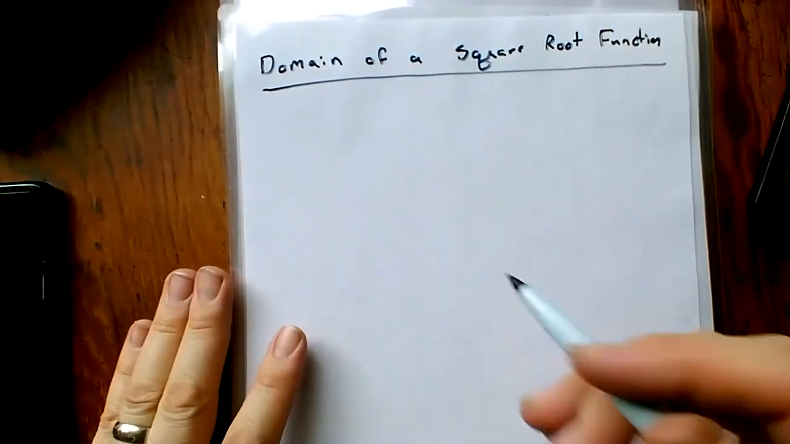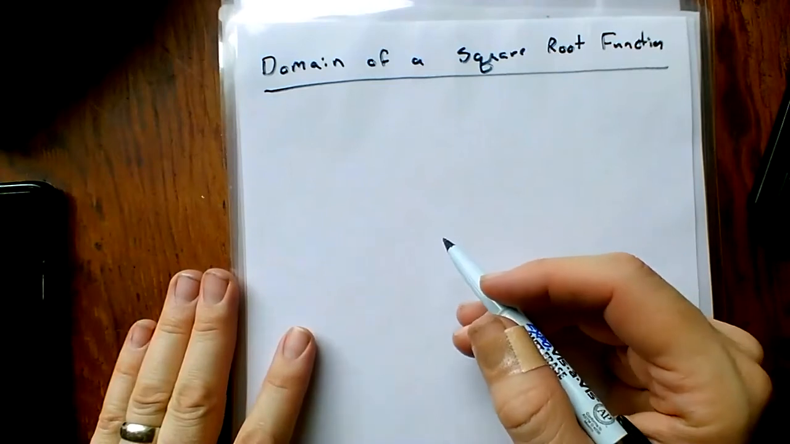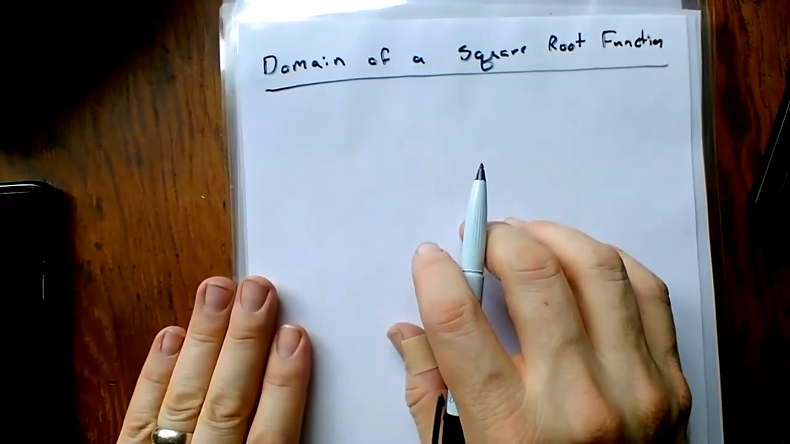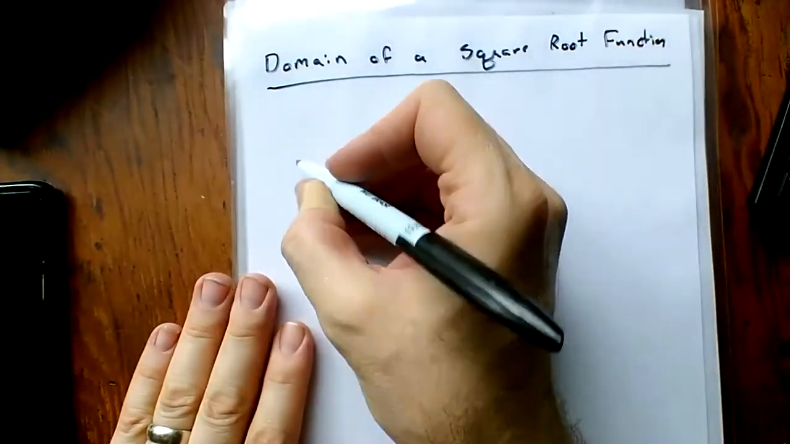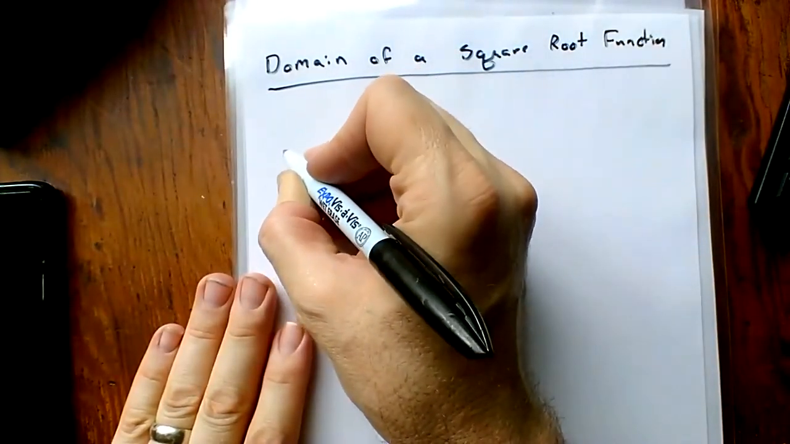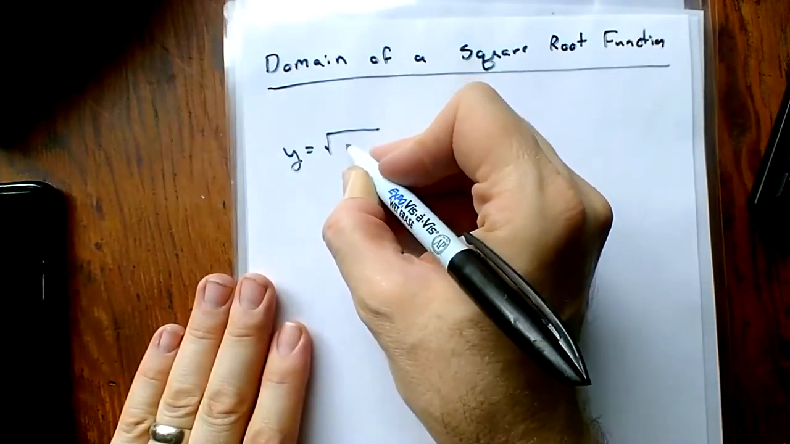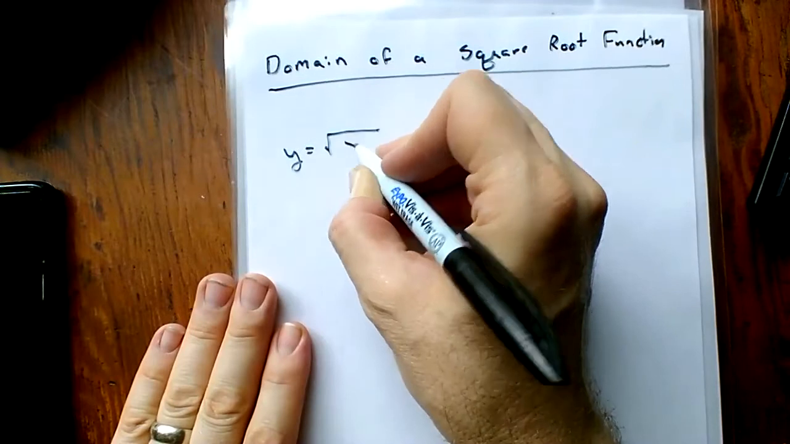All right, so we're going to talk about some square root functions, and we're going to talk about the domain of a square root function. Now, a function is just anything that can be written in terms of one single variable. So I could have this. I could have y is equal to the square root of x.